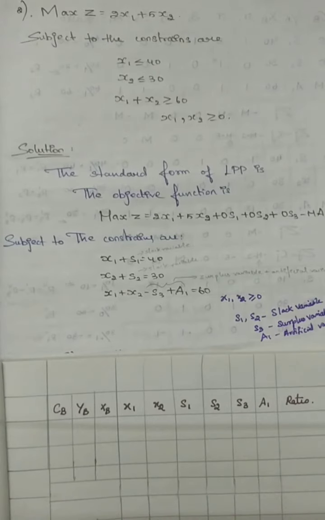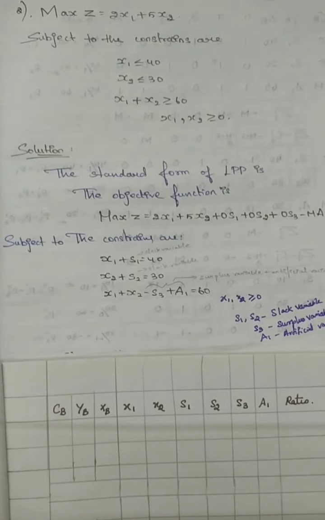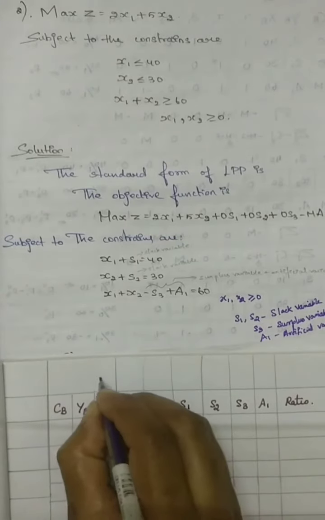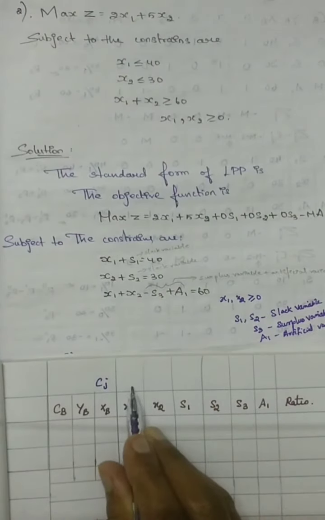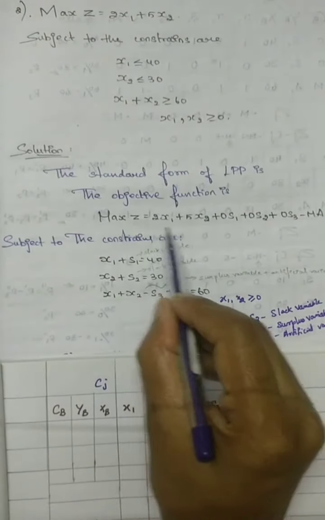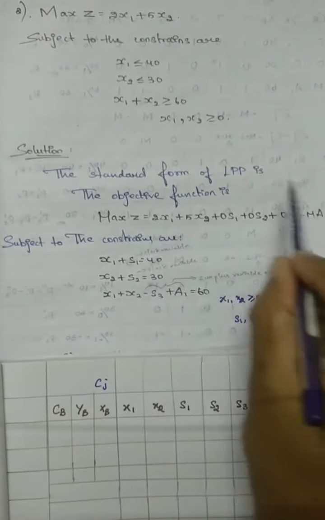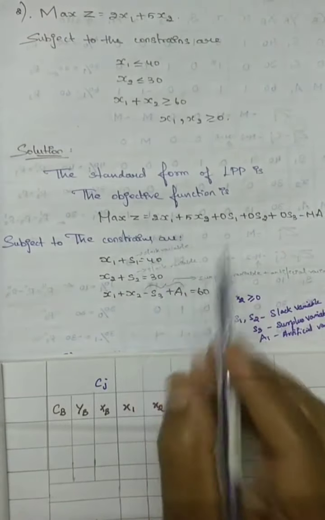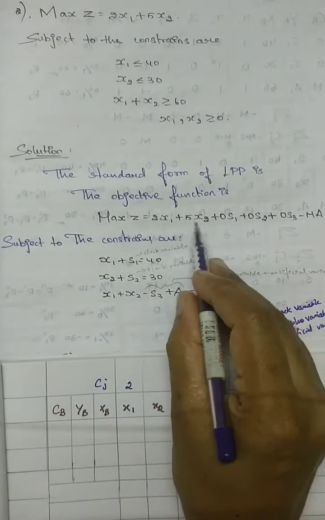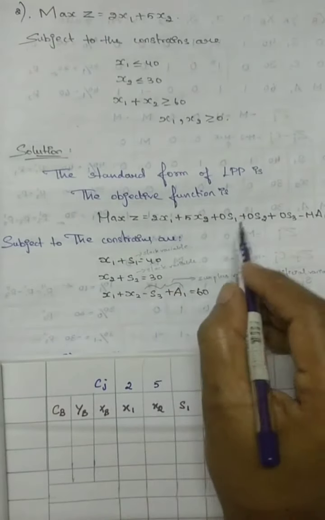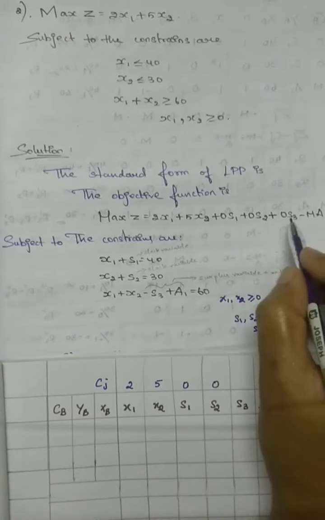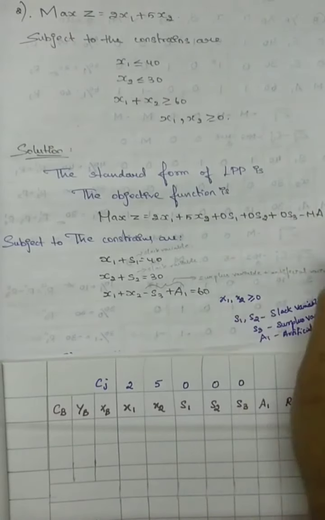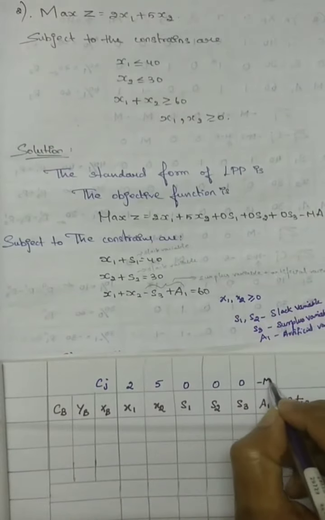Now we have to fill the initial table, so you have to use the constraint equations. First you write the Cj values. For Cj you write the coefficients from the objective function of maximization of z: x1 coefficient is 2, x2 coefficient is 5, s1 coefficient is 0, s2 coefficient is 0, s3 coefficient is 0, and for a1 the coefficient is minus M.